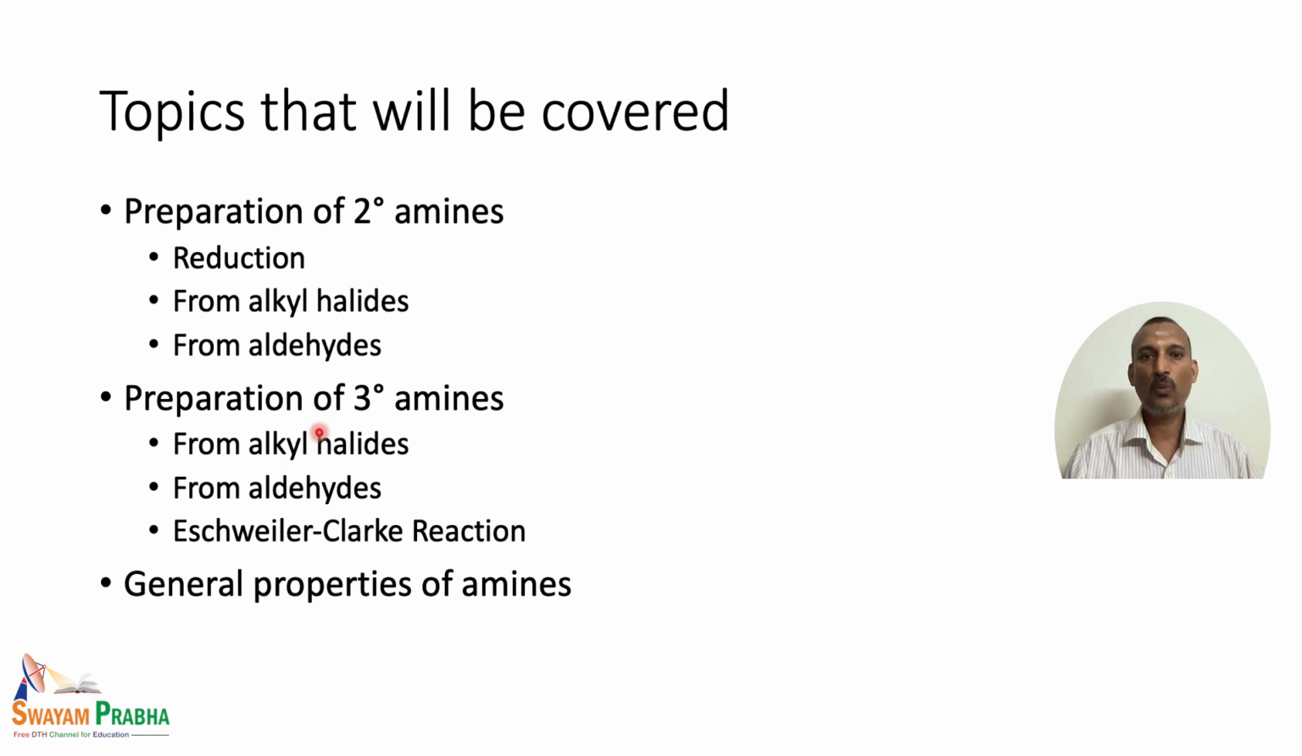Later on, we will move on to study about the preparation of tertiary amines. So, in the tertiary amines, we will be looking at how tertiary amines can be prepared from alkyl halides, and we will also look at how aldehydes can be converted to tertiary amines, and then we will study about Eschweiler-Clarke reaction, how tertiary amines can be prepared, and finally, we will just briefly look at what are the general properties of amines.